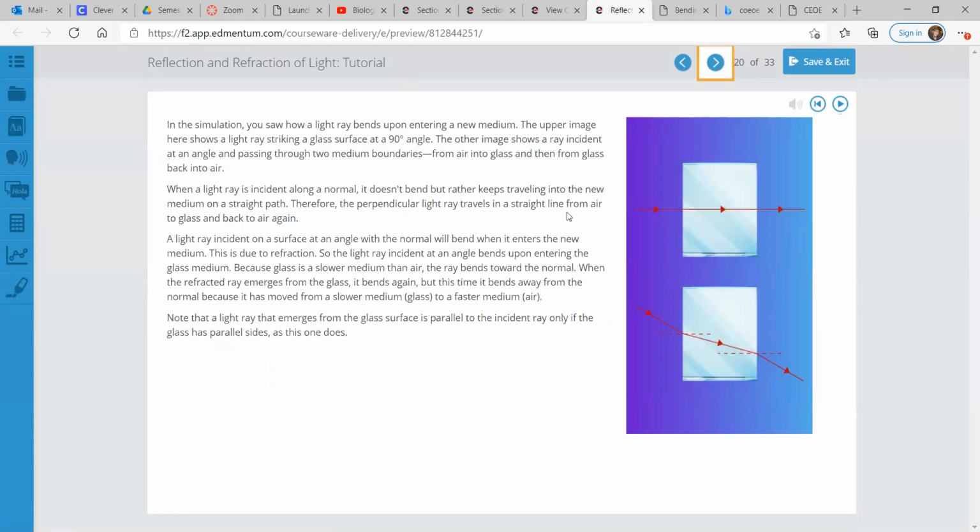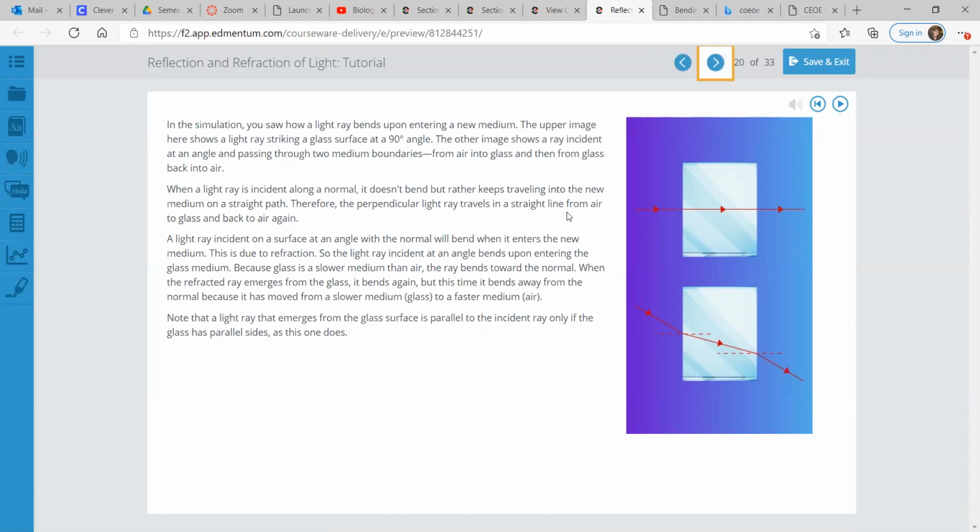So in the simulation, you saw how a light ray bends upon entering a new medium. The upper image here shows a light ray striking a glass surface at a 90-degree angle. The other image shows a ray incident at an angle and passing through two medium boundaries, from air into glass, and then from glass back into air. When a light ray is incident along a normal, it doesn't bend, but rather keeps traveling into the new medium on a straight path.